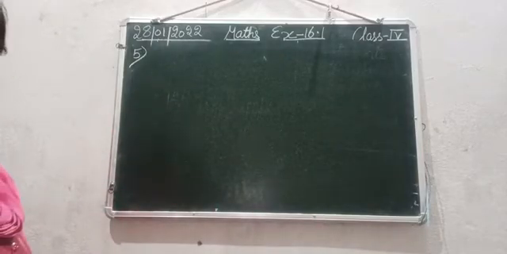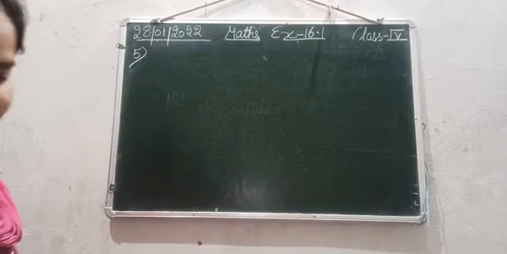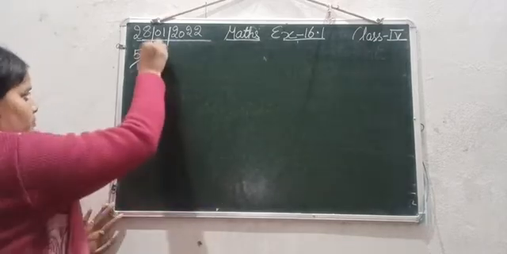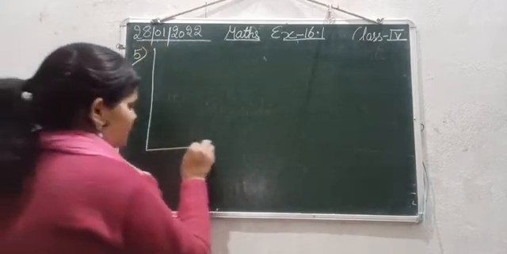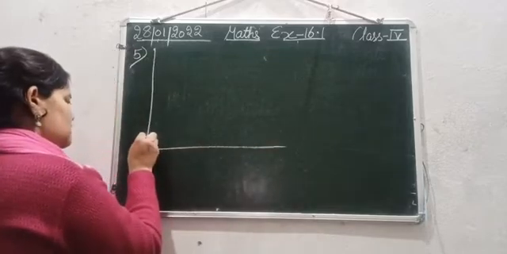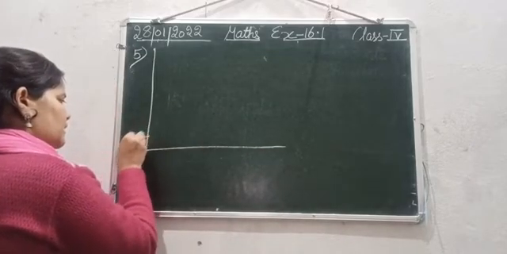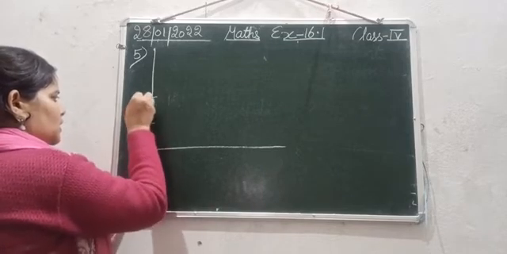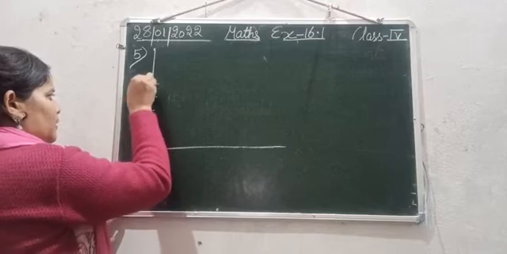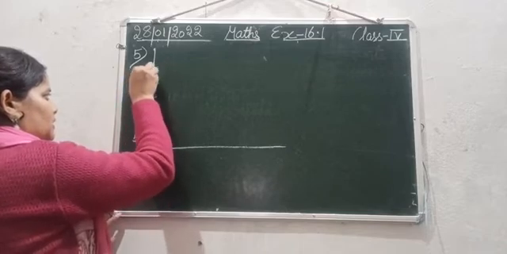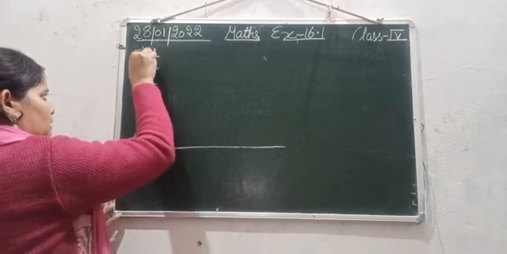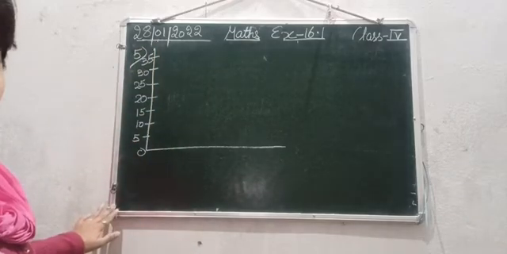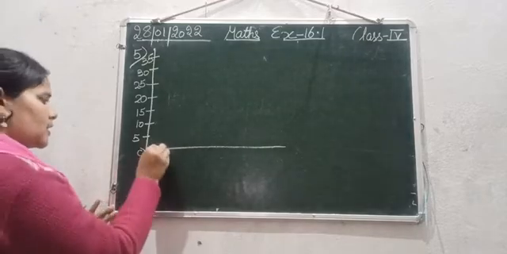Okay, so that is the difference of 5, and it is up to 30. So first of all, I'll draw the bar graph. This is 0, 5, 10, 15, 20, 25, 30 and 35.